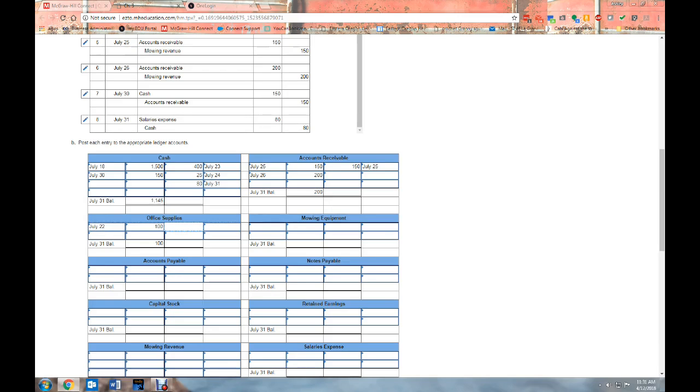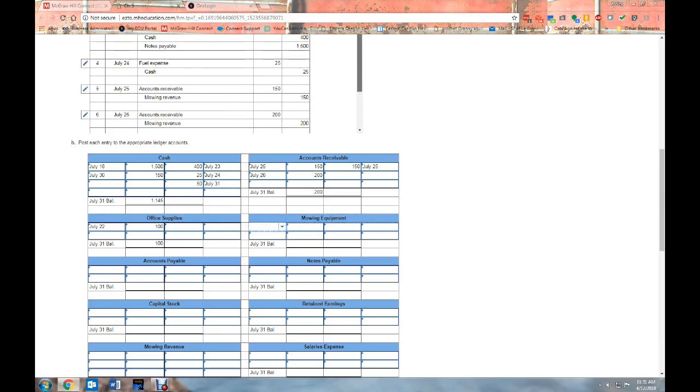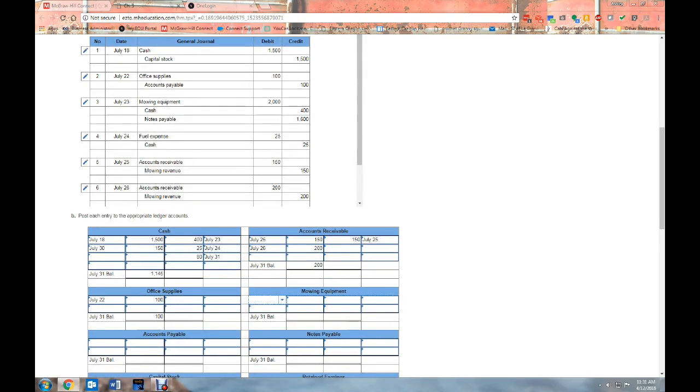Mowing equipment, we only purchased one time. Looking at July 23rd, I believe. Yep, July 23rd, mowing equipment. Pull that down. My mowing equipment was a $2,000 debit entry. Therefore, I have a $2,000 debit balance.